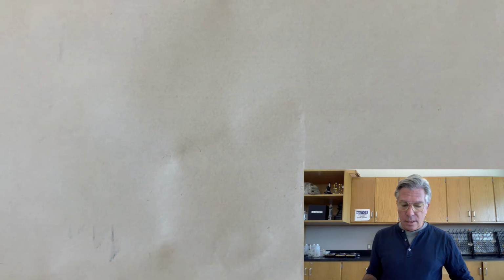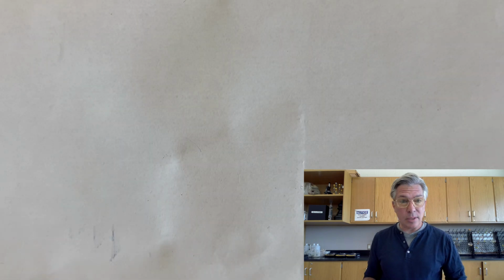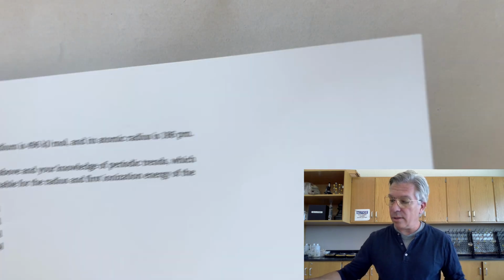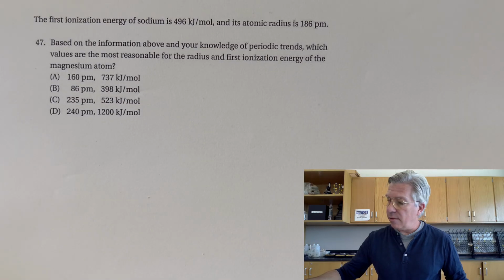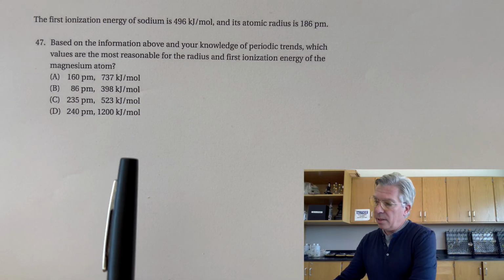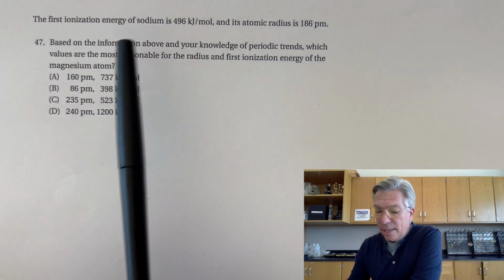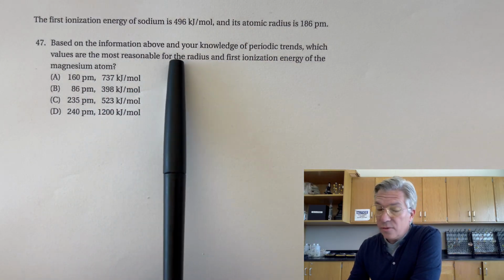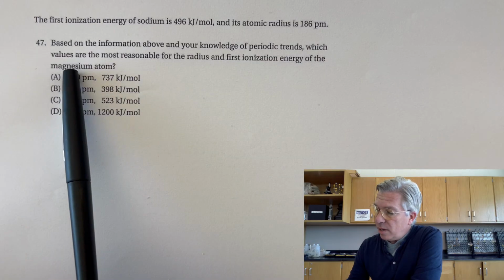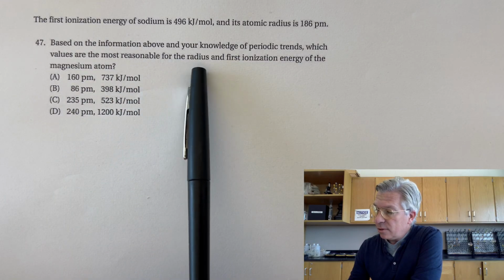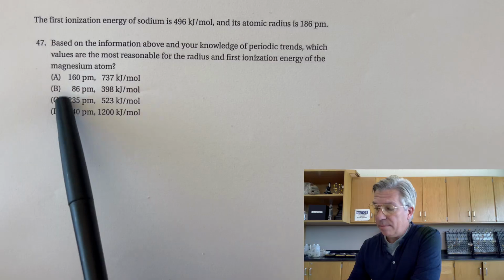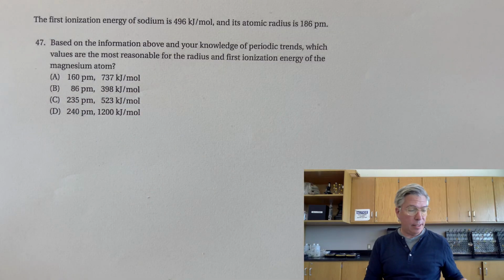Okay. The next couple are fairly similarly worded, so we'll try one together and then I'll have you pause the video. The first ionization energy of sodium is 496 and its atomic radius is 186. Based on this information and your knowledge of the periodic trends, which values are the most reasonable for the radius and first ionization of the magnesium atom? Okay, you might have to go and find them again.